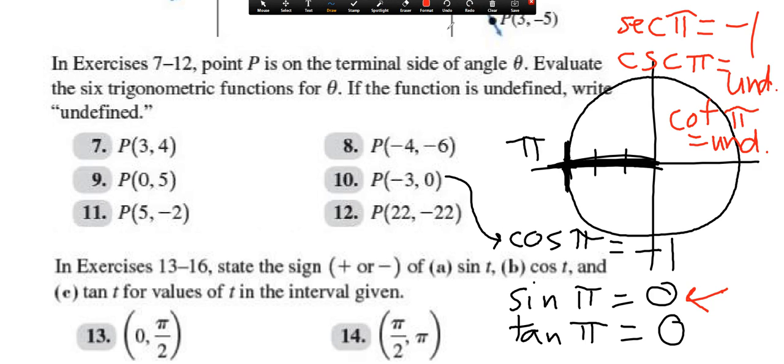But anytime you find yourself on the axis, you have to just switch gears. Got to go unit circle, because you can't draw a triangle.